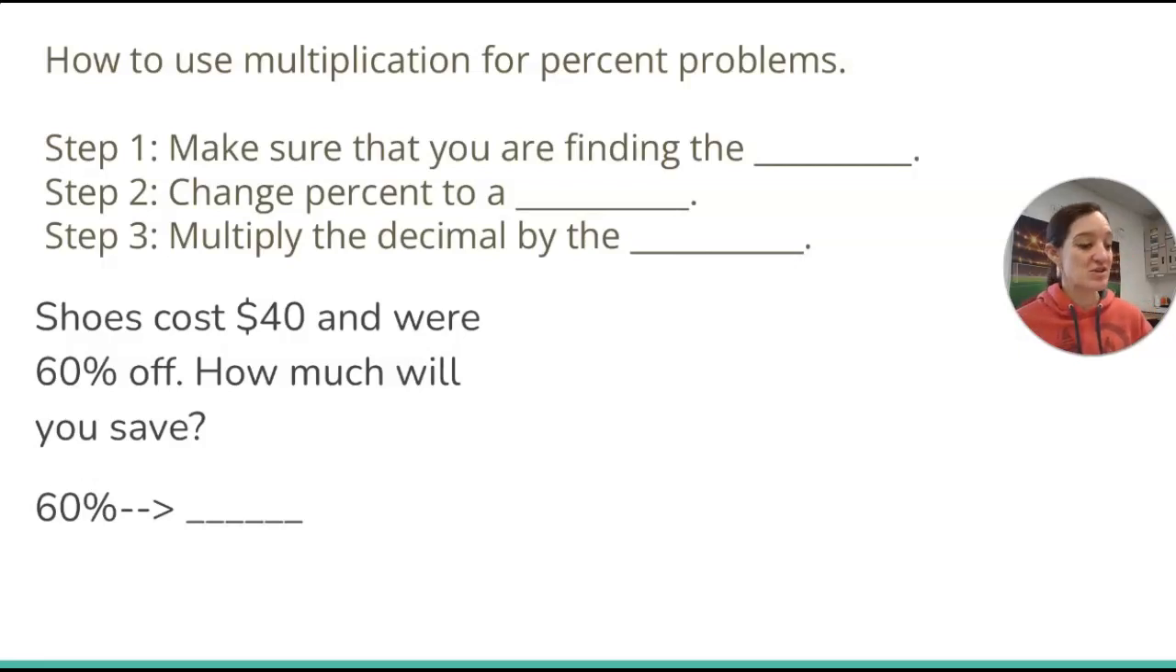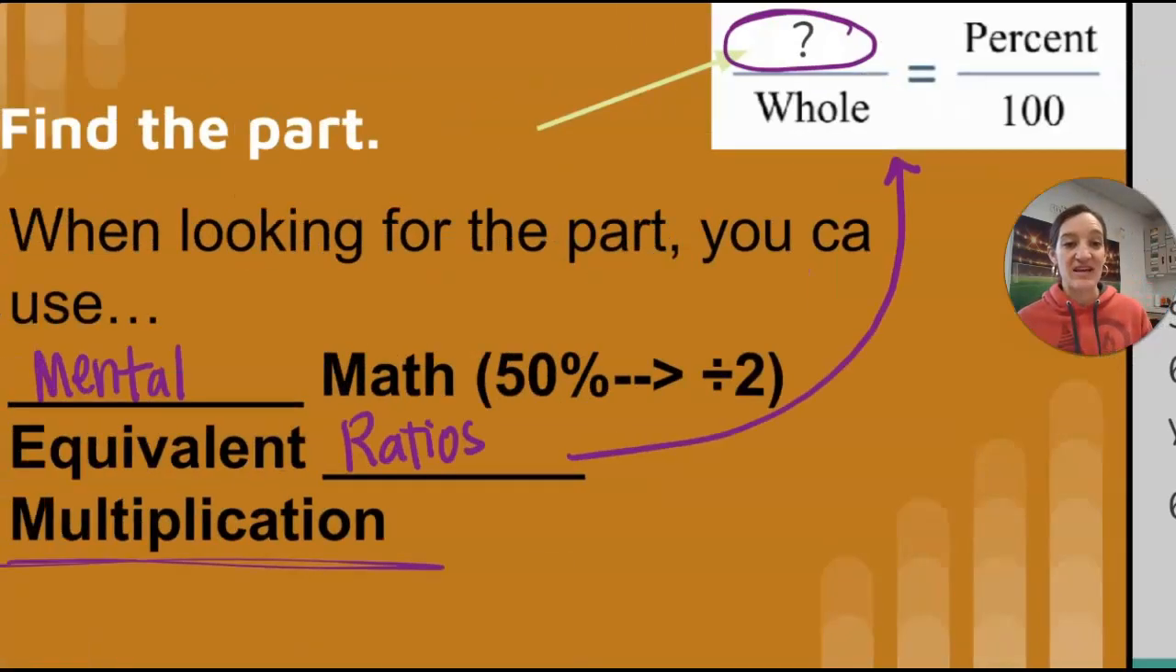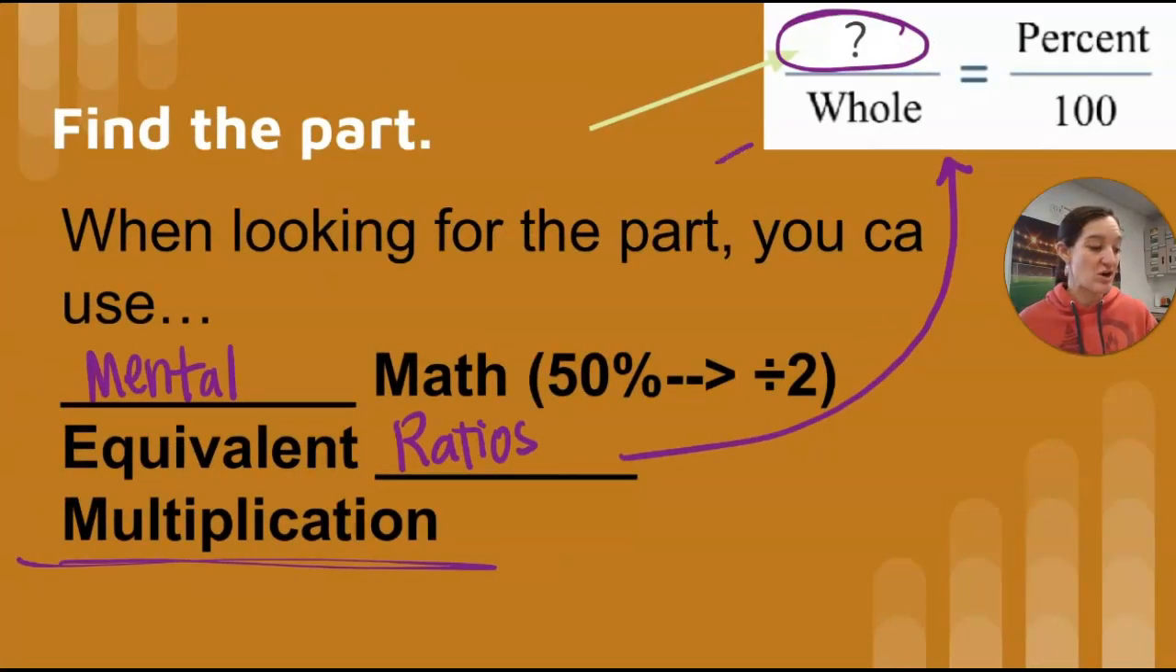Well, first we have to make sure that we are finding the part. That is the only way that multiplication will work. If we know the whole, we know the percent, and we're just looking for the part, then this strategy will work. If we're given the part, but we don't know the whole, then this won't work. So be aware of that.